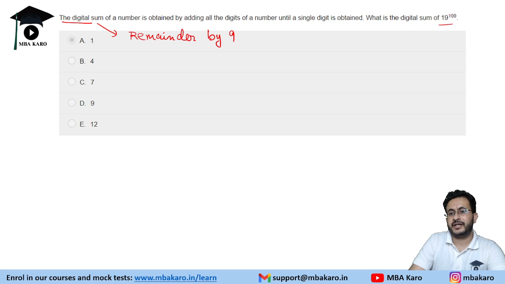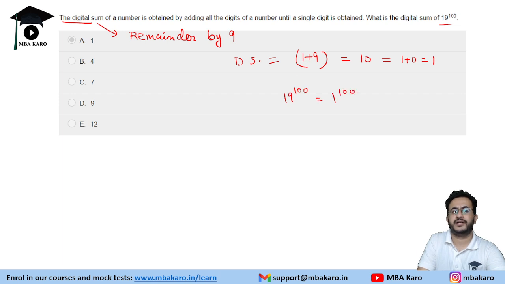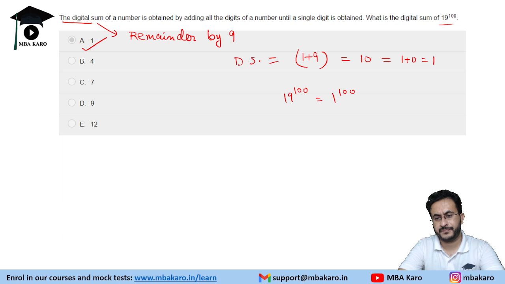So digital sum of 19 raised to the power 100. 1 plus 9 is 10. Right? So 10, the digit is 1. We need to keep adding the digits until a single digit is obtained. So 10 means 1 plus 0, that is 1. So 19 raised to the power 100 essentially means 1 raised to the power 100. The digital sum will be 1. So very easy thing. But if someone ignores this topic, does not even know what is digital sum, could have missed on this super easy question.